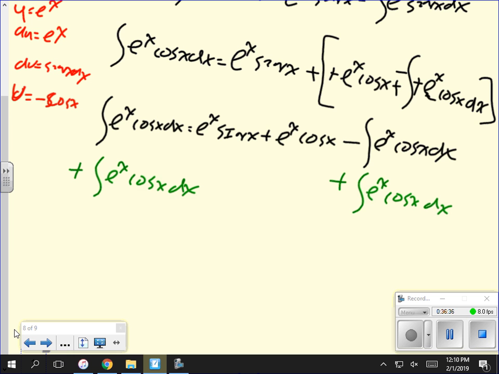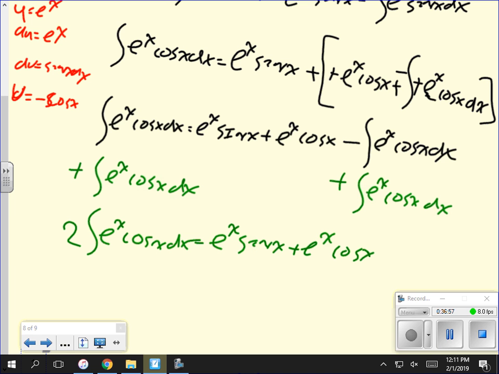So on this side, I no longer have the integral of e to the x cosine x. I now have 2 times the integral of e to the x cosine x dx is equal to e to the x sine x plus e to the x cosine x. And I'm going to go ahead and throw my plus c in there because I have an integral on one side and no integral on the other side.